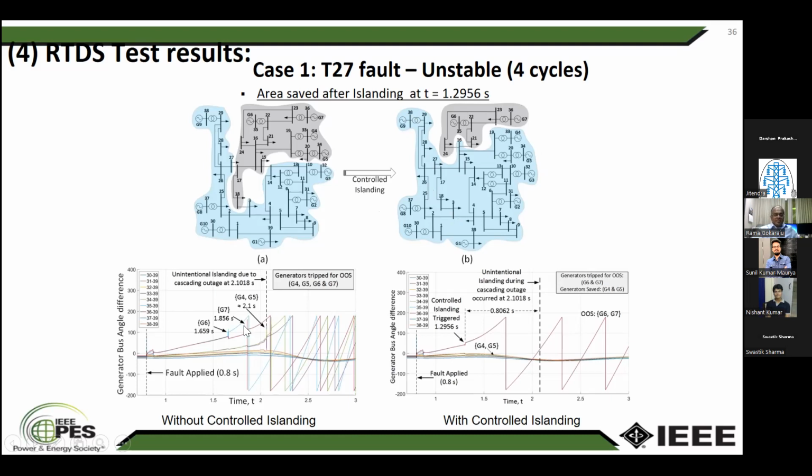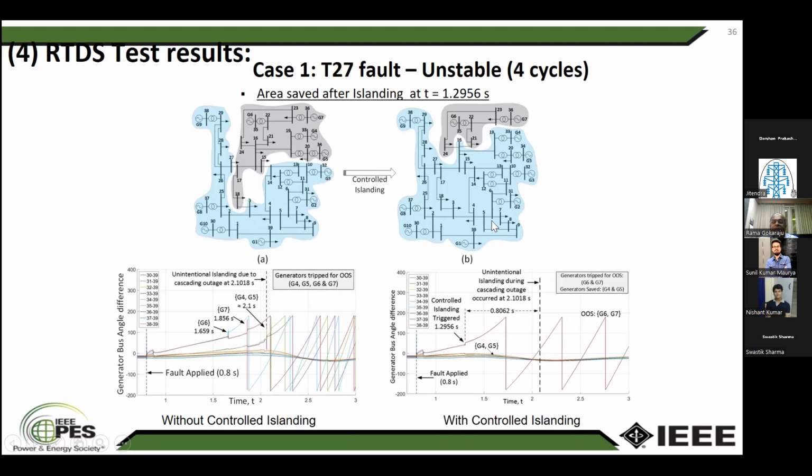And in the bottom two figures, I'm showing you, without controlled islanding, the actual generator pole slips, okay. G6 is lost at 1.659, G7 lost at 1.8, G4 and G5 lost at 2.1. So that is the unintentional islanding. All these generators are lost, G4, G5, G6 and G7, plus the lines.